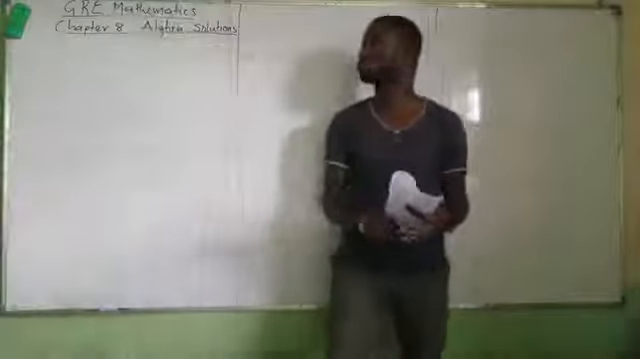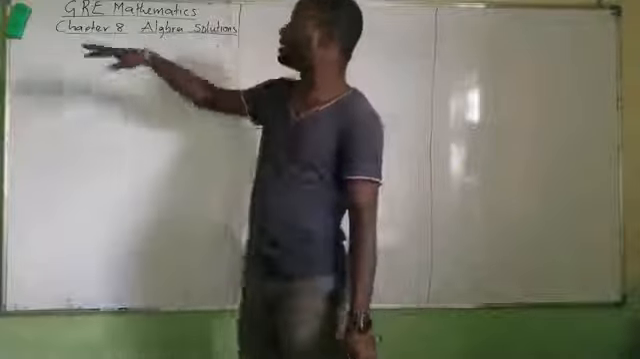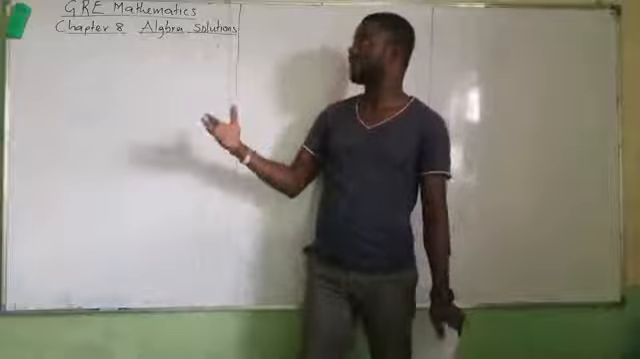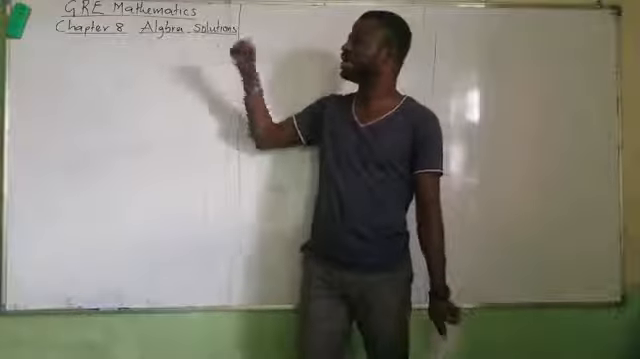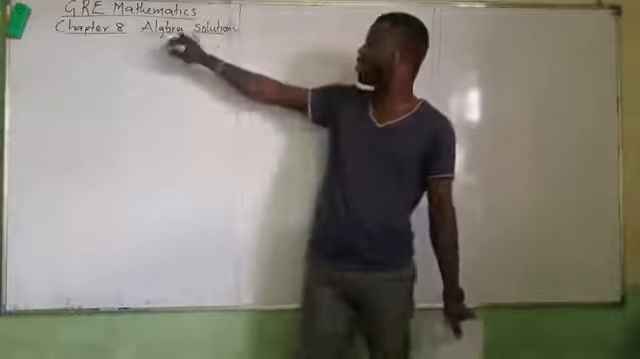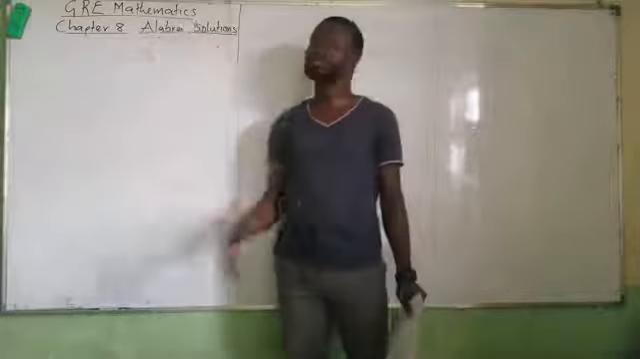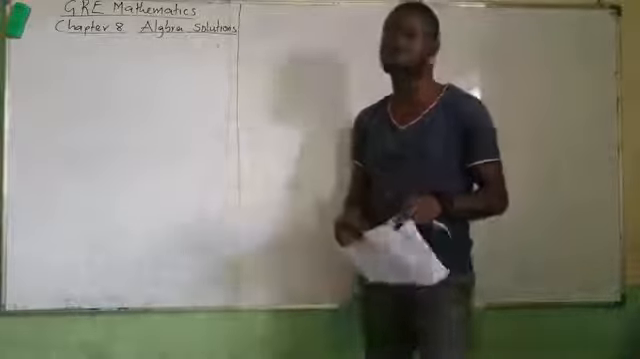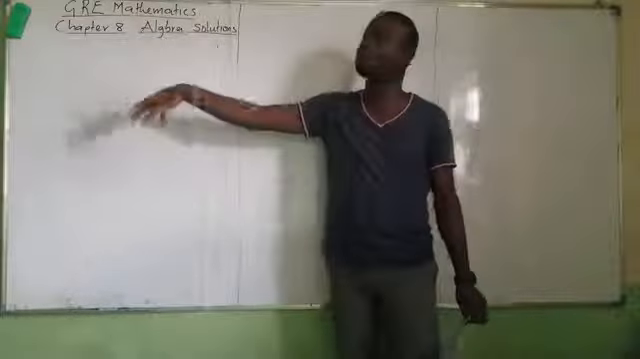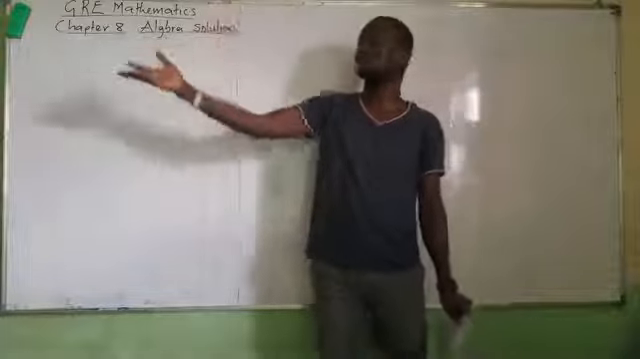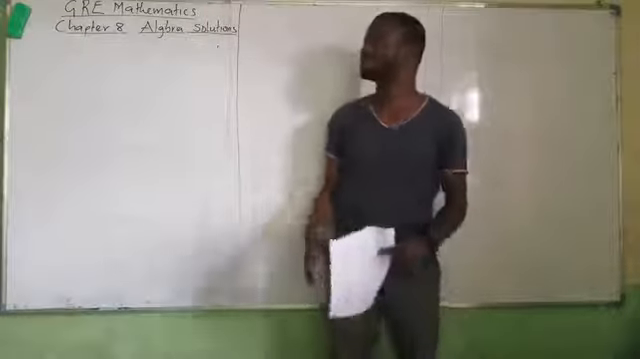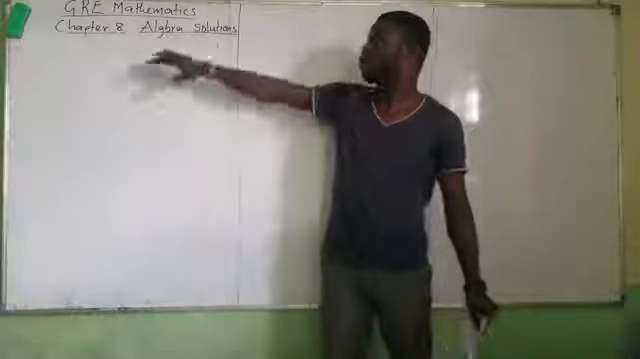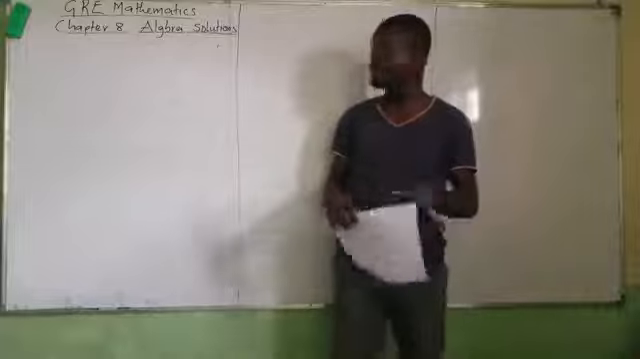This is a continuation of GRE mathematics. There are GRE English and GRE mathematics, and this is GRE mathematics, chapter 8, Algebra solutions. GRE is an international exam that you write, containing 1,800 questions in mathematics and English. I'm handling the mathematics part, which is algebra to be specific, chapter 8.